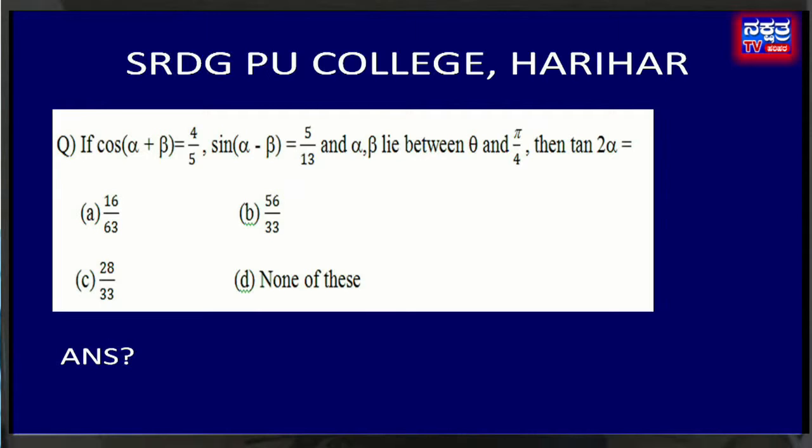What's the next question? If cos of alpha plus beta equal to 4 by 5 and sine of alpha minus beta equal to 5 by 13 and alpha, beta lie between 0 and pi by 4, then tan 2 alpha equal to: option A 16 by 63, option B 56 by 33, option C 28 by 33, option D none of these.